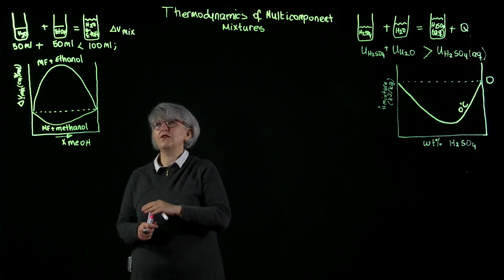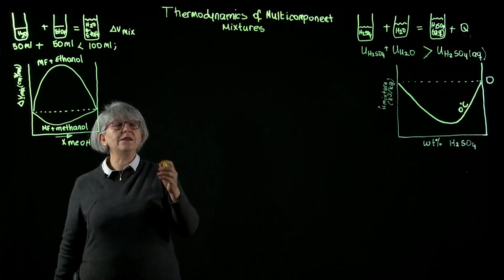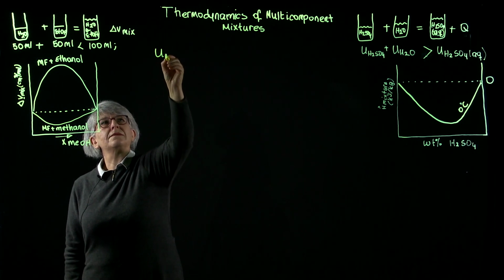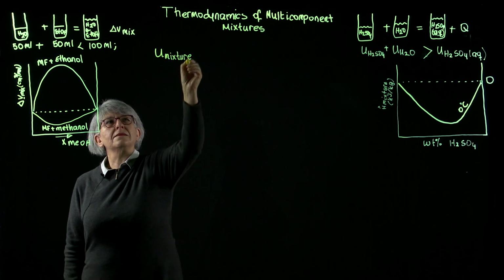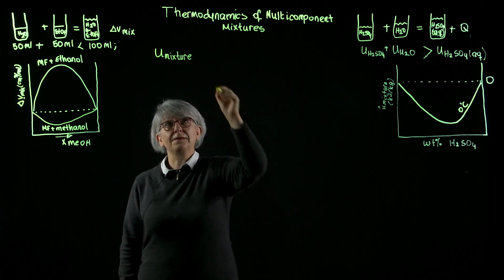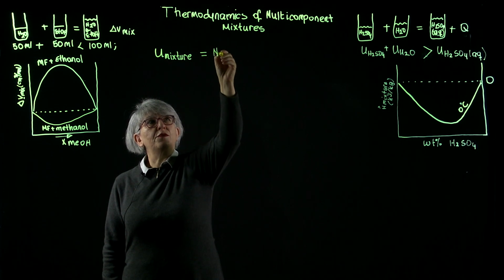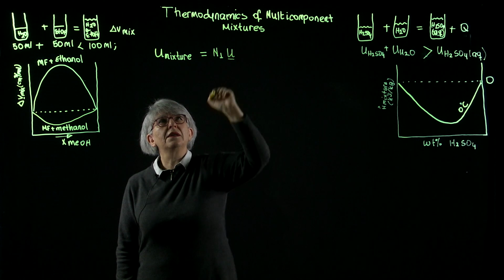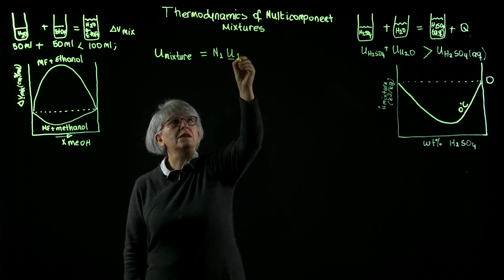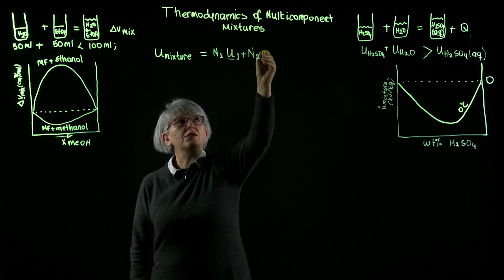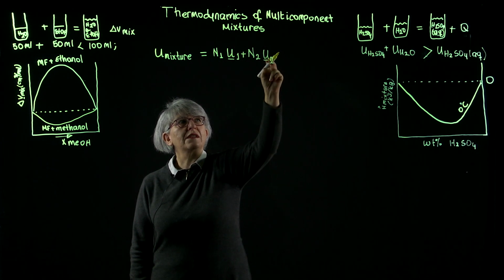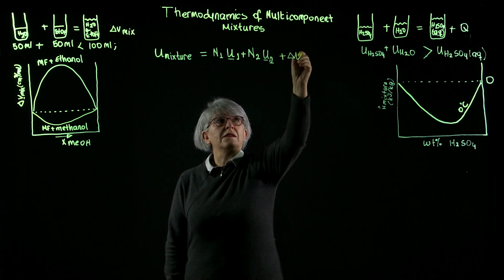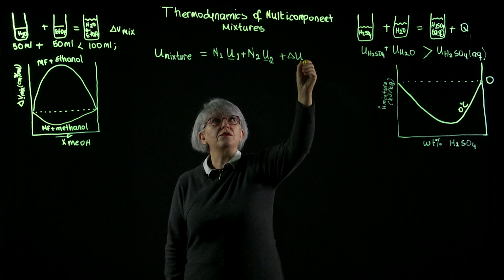Now let's put all this verbal information into a mathematical statement. So we have the mixture internal energy, and this is total internal energy, extensive, is equal to the number of moles of the first component that we put into this mixture times the mean molar internal energy of component 1, plus the number of moles of component 2 times the mean internal energy, the intensive internal energy of that pure component, plus the internal energy change that occurs upon mixing.